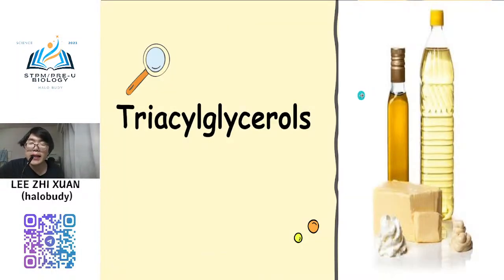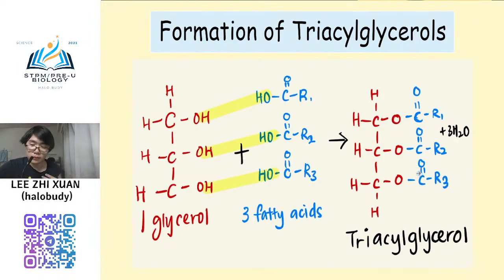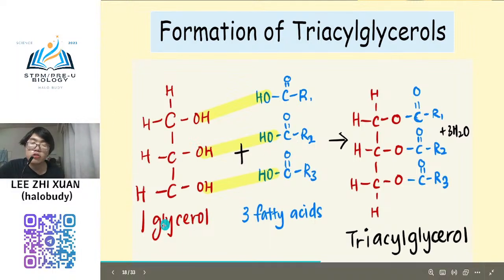Now we go to triglyceride. As you already know what glycerol is and what fatty acid is, now we need to know how fat is formed. When fat is formed, it is called triglyceride, or triacylglycerol, but you can write triglyceride, it is okay. Triglyceride is formed by the condensation reaction between glycerol and fatty acid. One glycerol reacts with three fatty acids to form triacylglycerol, which is triglyceride, one fat molecule.